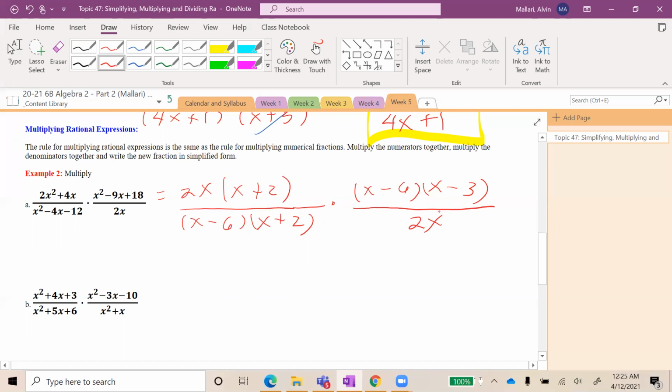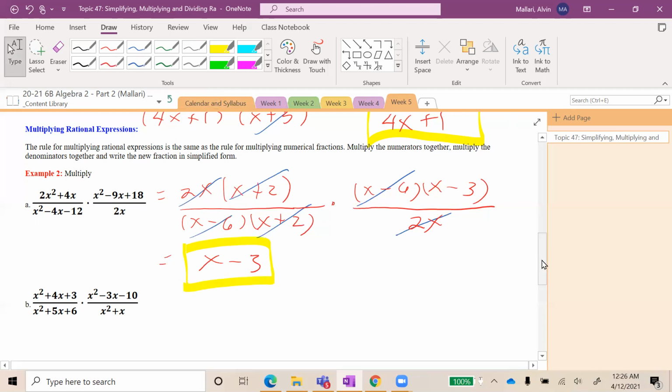Okay, and then we have 2x in our denominator. Now let's cancel out common factors. 2x divided by 2x is 1, so that cancels out. x plus 2 divided by x plus 2 also cancels out. x minus 6 divided by x minus 6 is equal to 1. That cancels out as well. So our final answer would just simply be x minus 3.